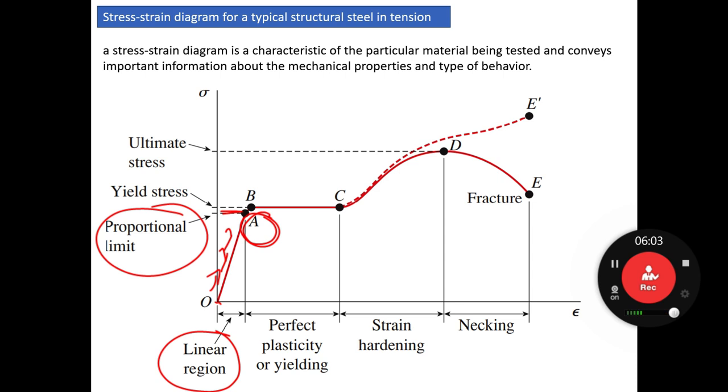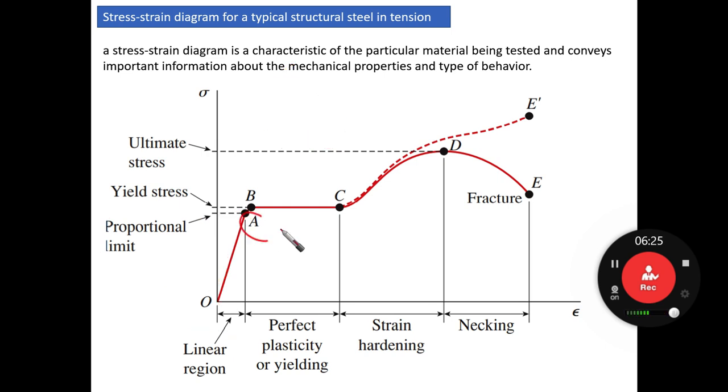It means that in this region, when we increase the stress, it provides an increase in strain with a constant slope. It is a linear relation. So this is why we call it proportional. And we call this point, point A, the proportional limit. Linearity, the material is behaving in a linear way.